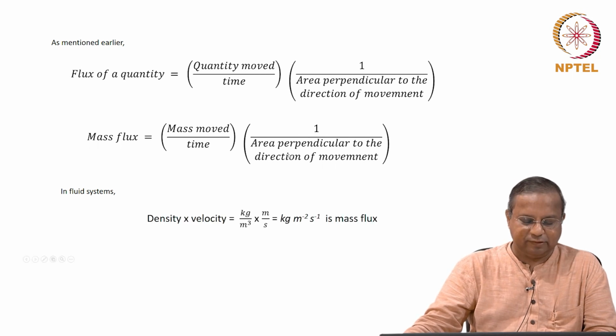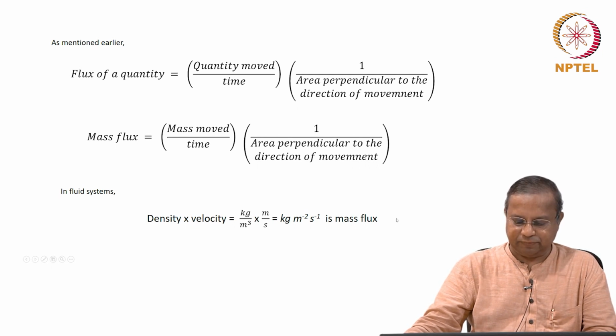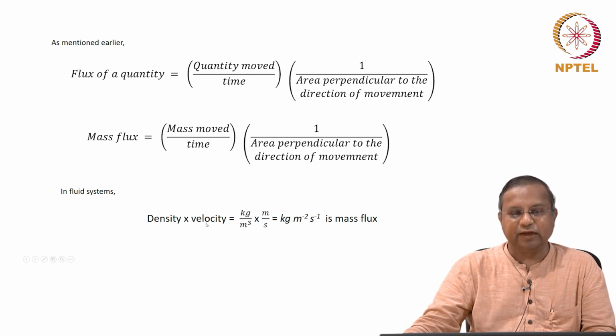In fluid systems, we saw that the product of the density and velocity turned out to be mass flux. You can see the units here, which also give a good indication. The units of density are kilogram per meter cubed, that of velocity meter per second, and therefore, you get kilogram per meter squared per second or kilogram per second per meter squared, which is mass flux.